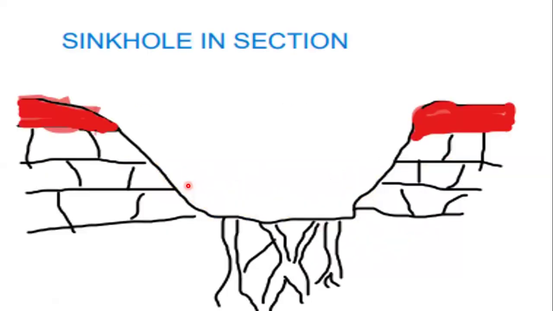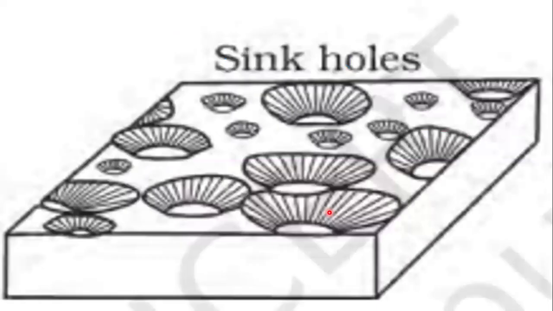Sinkholes. Sinkholes are almost circular openings at the top and funnel shaped at the bottom. The size of the sinkhole varies from a few square meters to a hectare, and depth also varies from half a meter to 30 meters or so.